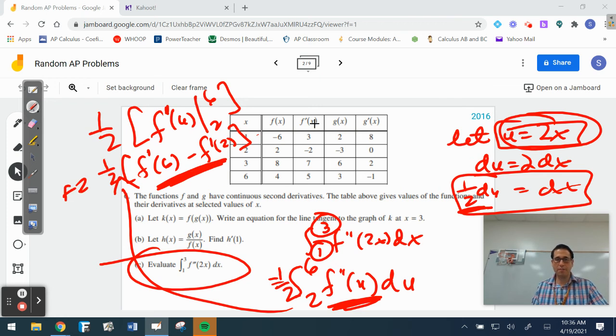And now it's just answers. F prime of 6 would be 5. So it'd be 1/2 of 5. I'm sorry, I'm all over the place, you guys. F prime of 2 would be -2. So that'd be plus. So I get 7/2 as my answer, which would get you the third point.